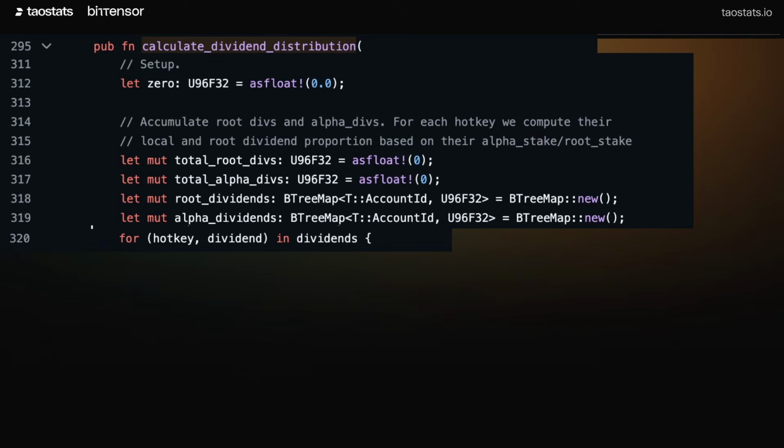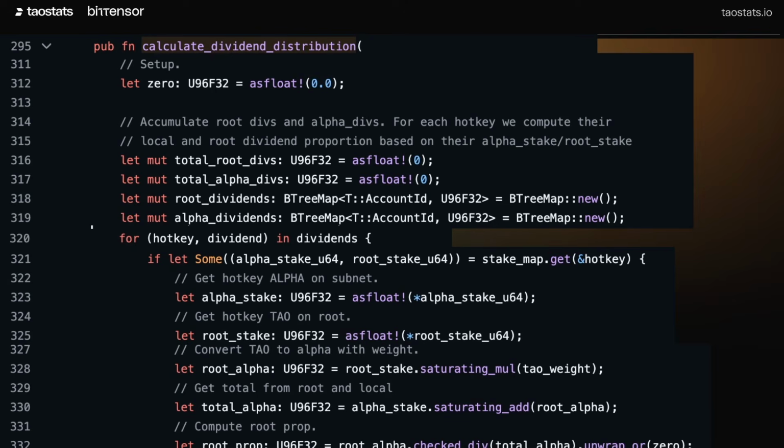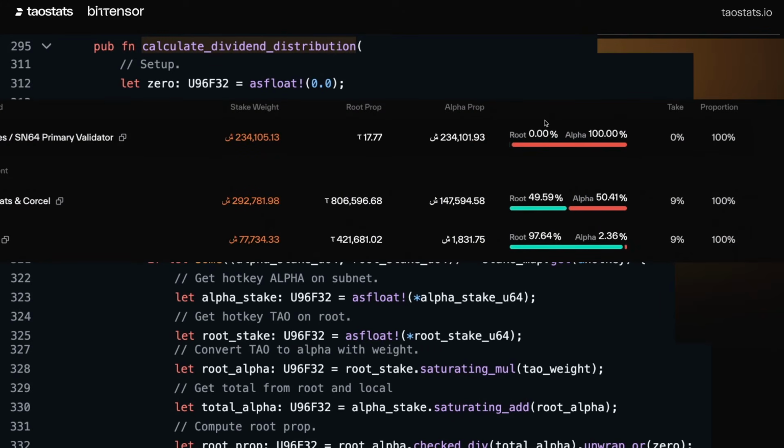So for every hotkey and every dividend in dividends, the first thing we need to do is figure out the percentage that is going to go to root and the percentage that is going to go to alpha. So we get the alpha stake, we get the root stake, we convert the root stake to alpha by taking the root and multiplying it times that 0.18. The total alpha is alpha stake plus root alpha. And so the percentage of this validator stake that is on root is the root alpha divided by the total alpha. And those numbers are shown here in the metagraph, the percentage of their stake that is on root.